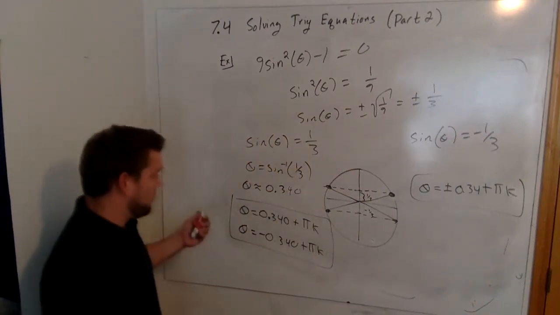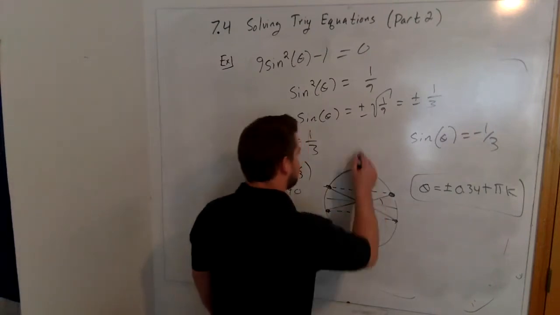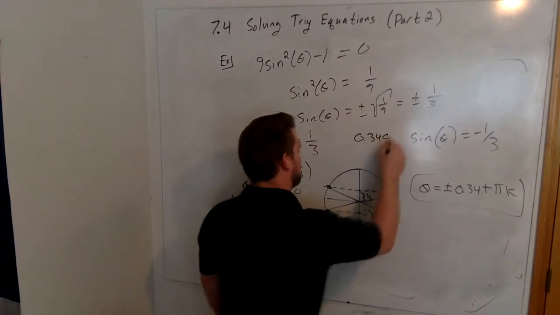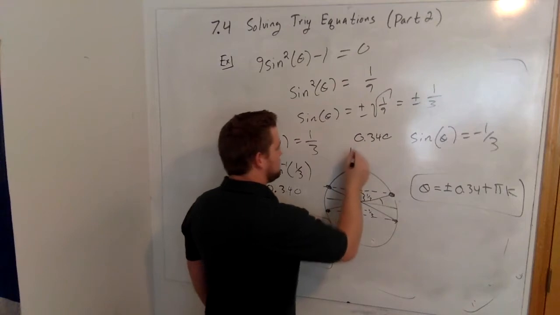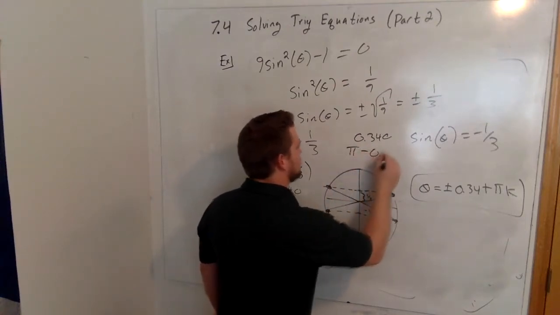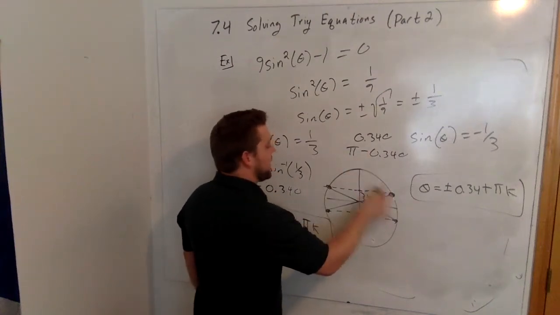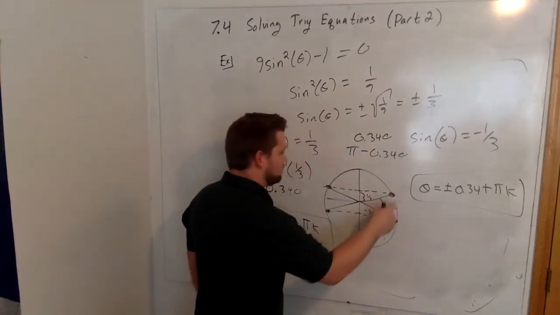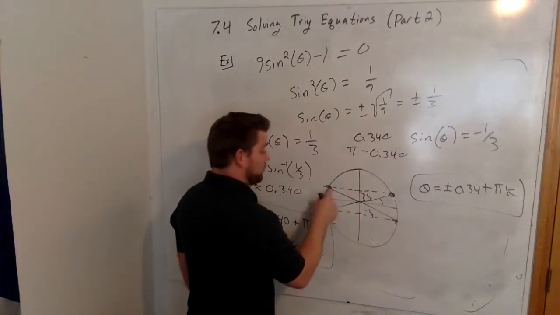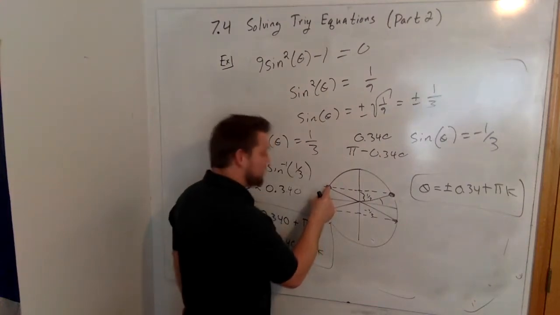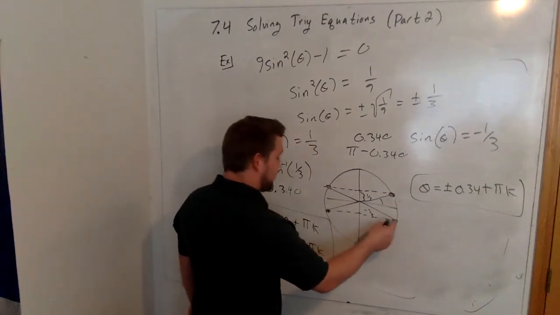If you wanted to have 4 sets, you could have this one right here, that's 0.340. If you wanted to get this one right here, you could take pi and subtract 0.340. That'll give you this piece right here. So you'll have this one, add multiples of 2 pi. To get to this one, you could take pi and subtract 0.34, and you could have that location add 2 pi, add 2 pi, add 2 pi. Okay. To get to this one right here, just do the negative 0.34, add 2 pi, add 2 pi, add 2 pi.